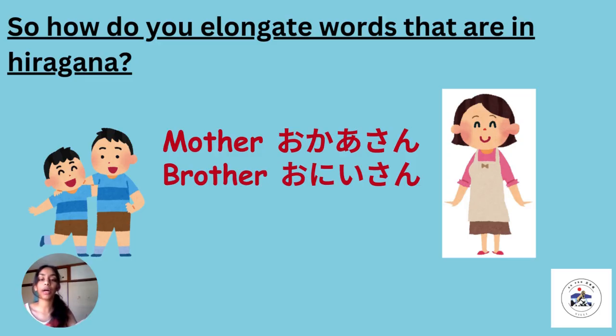For example, when you say mother in Japanese, it would be okasan. And you might have noticed that I dragged that ka sound a little bit extra, so you can't use the dash mark in hiragana. You just add that vowel letter next to ka, and that would indicate that that specific letter is being dragged a little bit extra. And another example would be brother. In Japanese, it would translate to oni-san. You might have noticed I dragged that ni sound a little bit extra, right? So you just add the e vowel next to ni, and that means you're dragging it. So this is how you can elongate words that are written in hiragana.